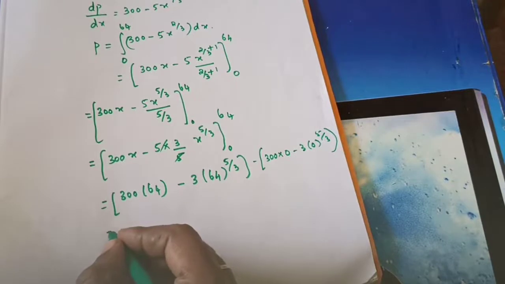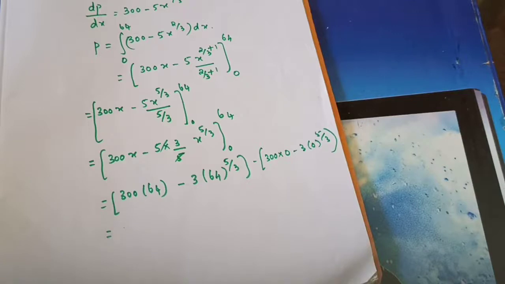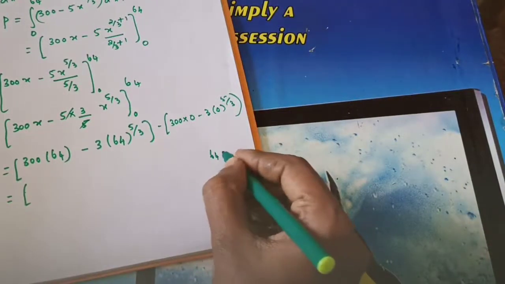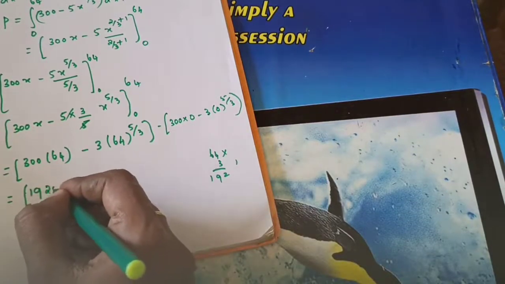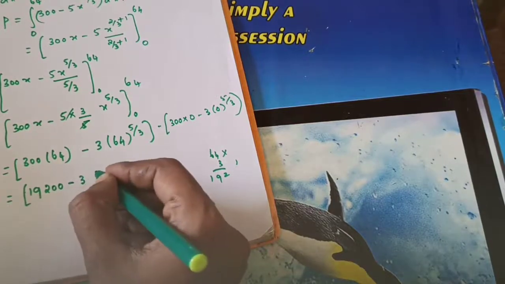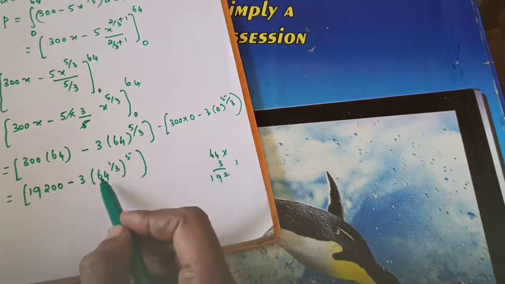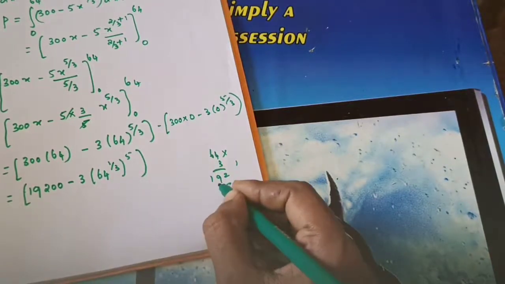So apply the limit. 300 into 64, you need to find the value, but before that we need to simplify this. Listen here, shall I write this 64 power 5 by 3 like this? Shall we multiply first 64 into 300? That is 19200, minus 3 into, shall I write 64 power 1 by 3 the whole power 5? Correct? So 64 power 1 by 3 the whole power 5 means power 5 by 3. So what is the cube root of 64?